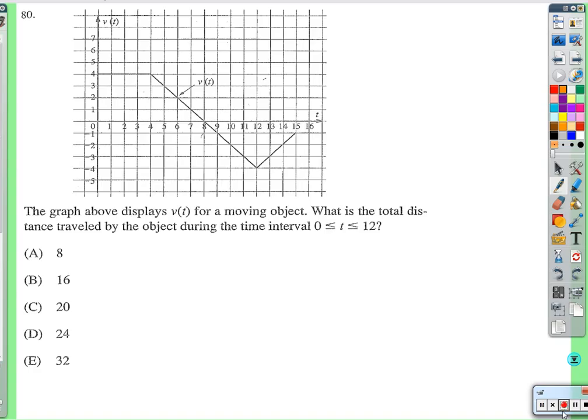So let's look at it this way. One way to figure out the total distance would be to take the distance at the end and subtract the distance at the beginning, and you find out the total distance. And notice that it says distance here. Total distance. As opposed to what word did we talk about before?